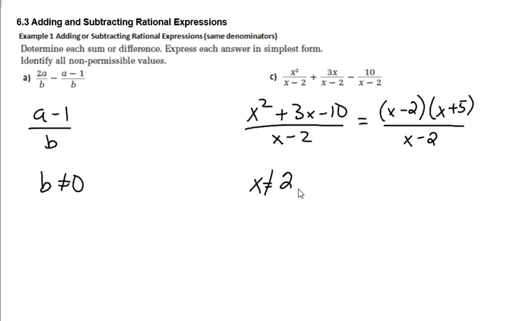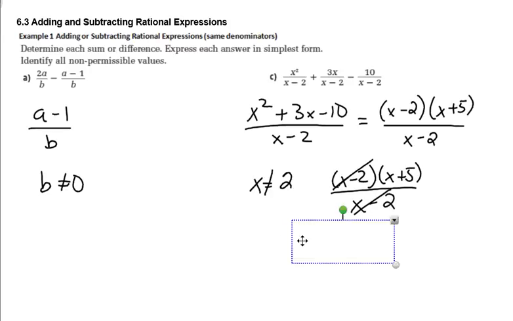Then we're going to determine what our restriction is, so x cannot equal 2. Then we can simplify in the next step, so we eliminate the x minus 2 and the x minus 2. When we divide those, we get 1. So your final answer would just be x plus 5. Okay, so those are both very simple because all of the denominators were common.